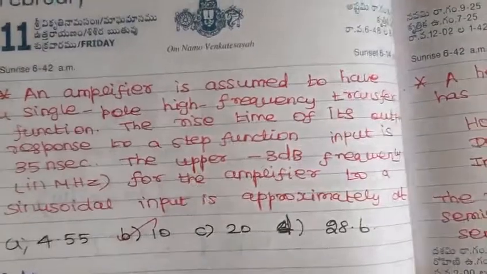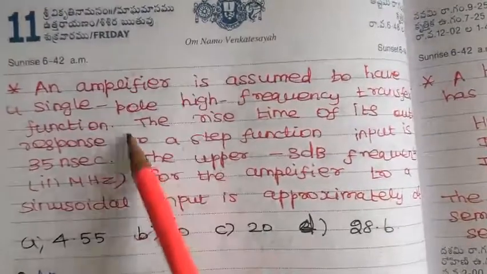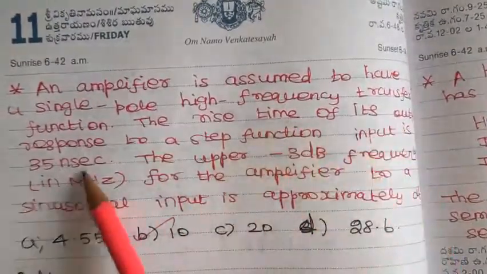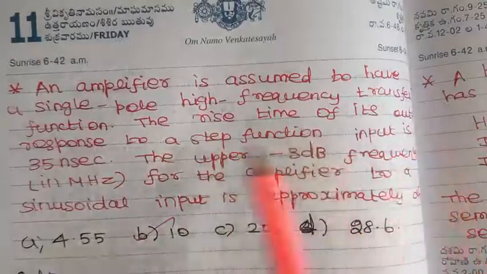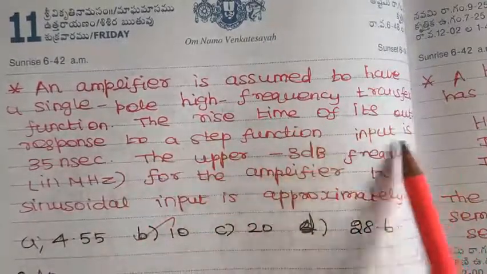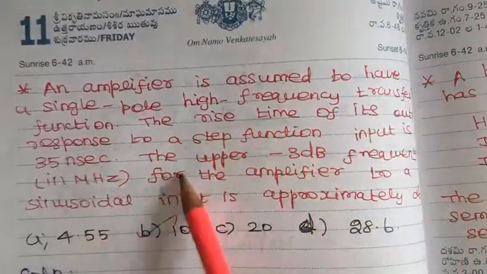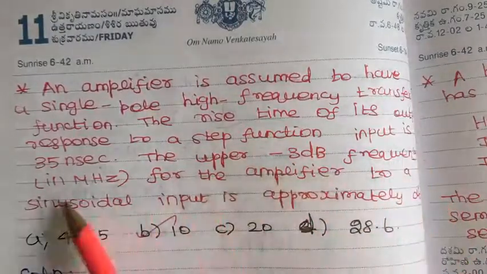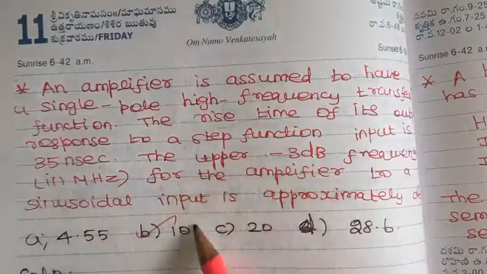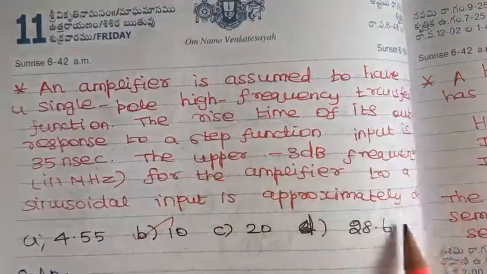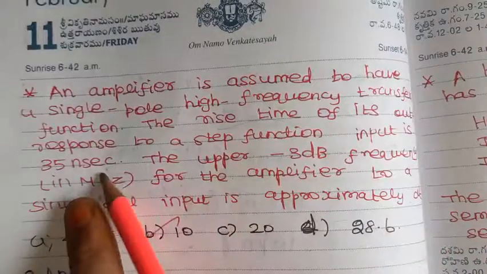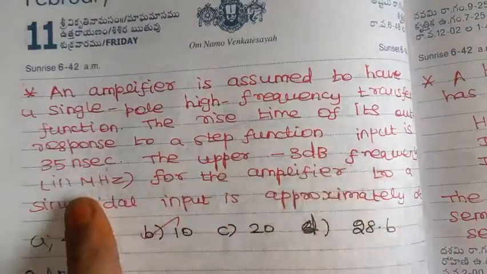An amplifier is assumed to have a single pole high frequency transfer function. The rise time of its output response to a step function input is 35 nanoseconds. The upper 3 dB frequency in megahertz for the amplifier to a sinusoidal input is approximately what? Rise time is given, and we need to find the upper 3 dB frequency.